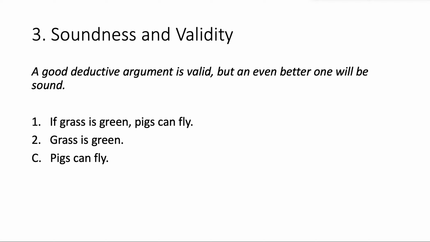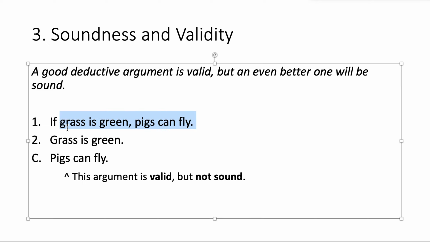Premise 1, if grass is green, pigs can fly. Premise 2, grass is green. The conclusion is pigs can fly. Is this a valid argument? Yep, but it's not sound. Why is it not sound? Well, if grass is green, it's not the case that pigs can fly. So premise 1 is false. But that doesn't matter because the argument is still valid. So it's not a terrible argument. In terms of logical form, it's pretty good. It's valid.